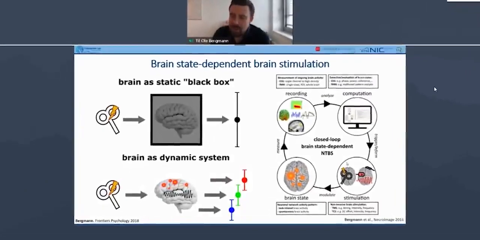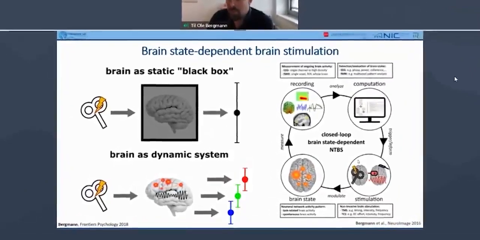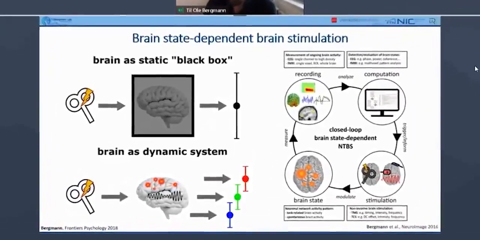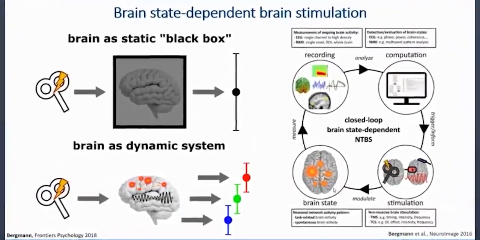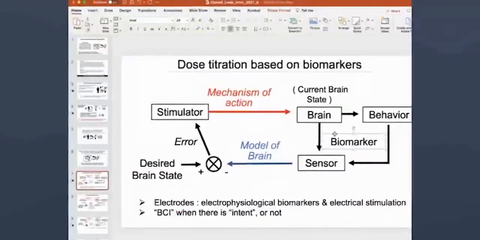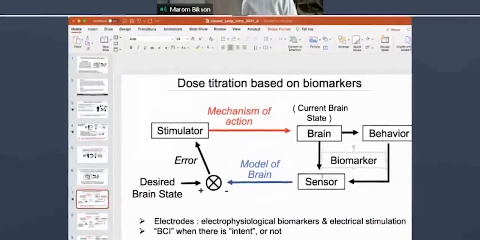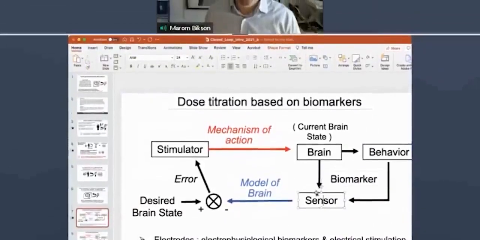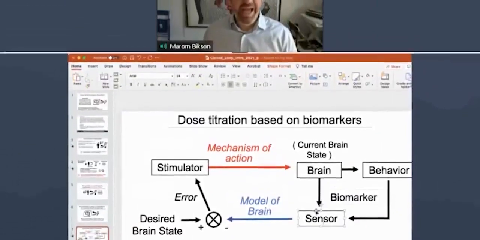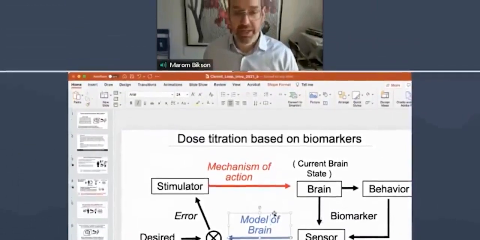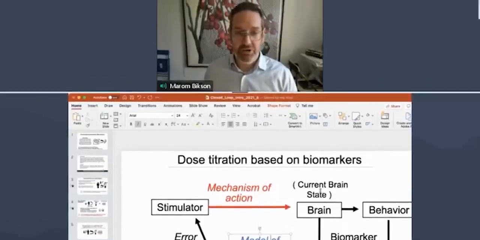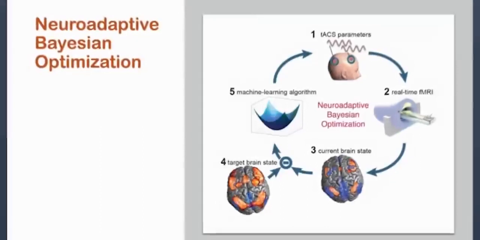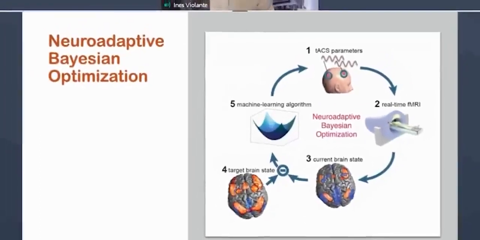decide how to change our stimulation, how we stimulate when and where, and then use the stimulation to modulate the brain state again. So this would be a closed loop. Secondary measure of something that we think relates to brain state that we can detect with a sensor. And then we use a model of the brain to try to figure out what that biomarker actually tells us about current brain state.